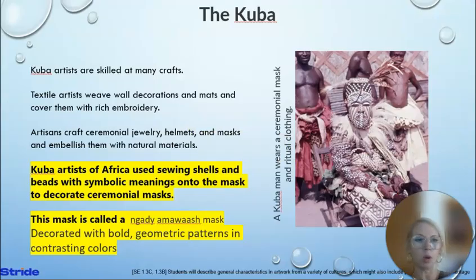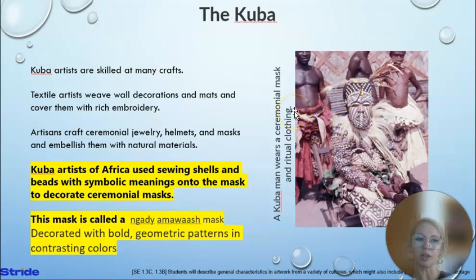Okay, so here's one more tribe that I want to talk about, the Kuba. So the Kuba artists are skilled at many crafts. Textile artists weave wall decorations and mats and cover them with rich embroidery. Artisans craft ceremonial jewelry, helmets, and masks. Look at this mask right here, and embellish them with natural materials. Also, look at the outfit, y'all. Look at the outfit, look at the mask.